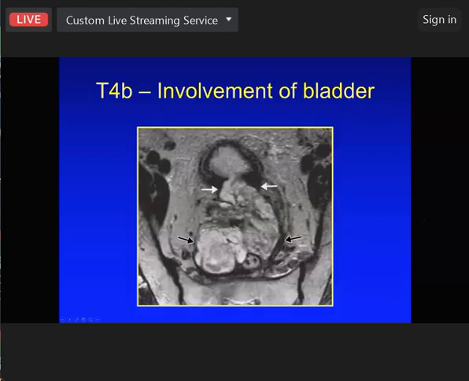Another T4B tumor involving the bladder. This is bladder wall, bladder containing a little bit of urine, and this is a mucinous tumor, very high signal. Here posteriorly you've got sacrum, and this is a high rectal tumor, and it's growing into the posterior wall of the bladder. Notice the disruption of the posterior wall of the bladder. So this is a locally very advanced tumor.